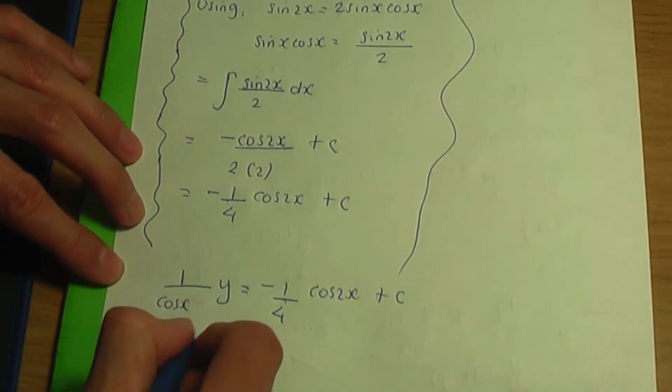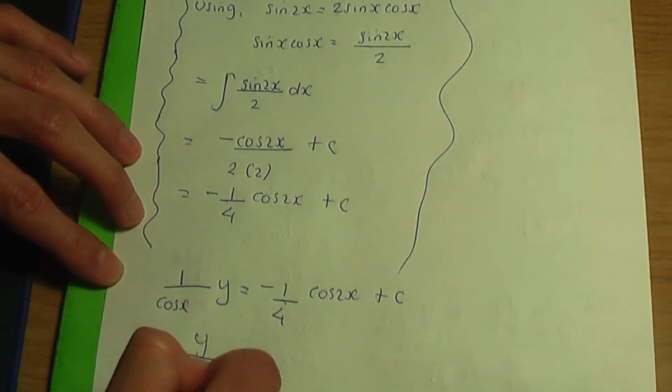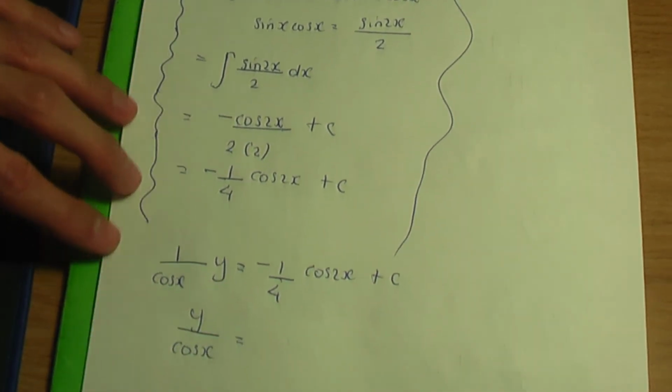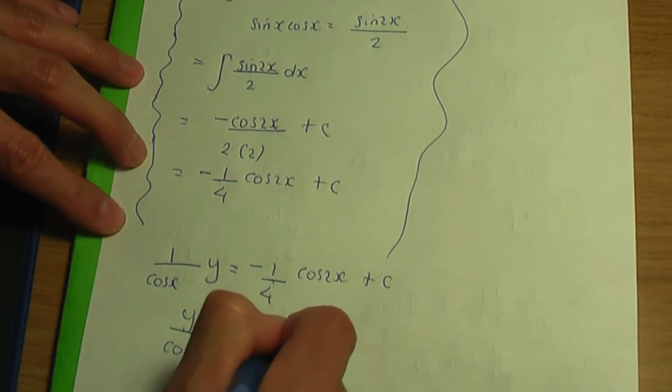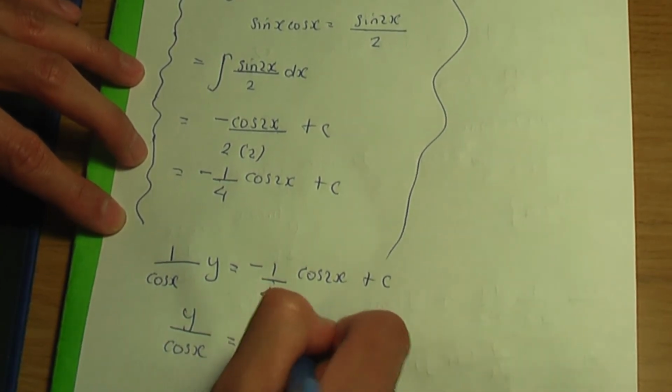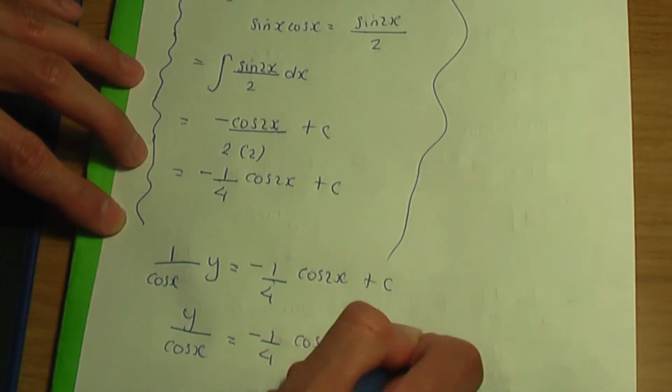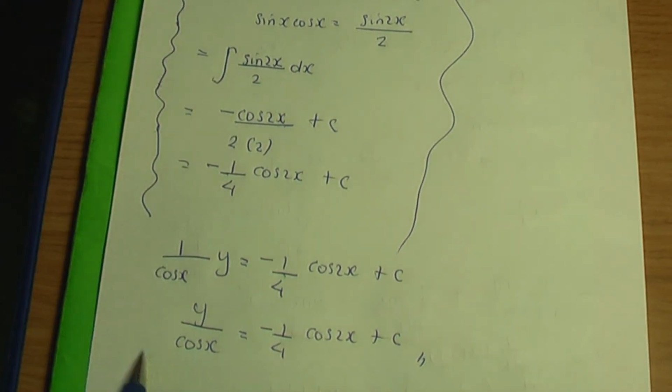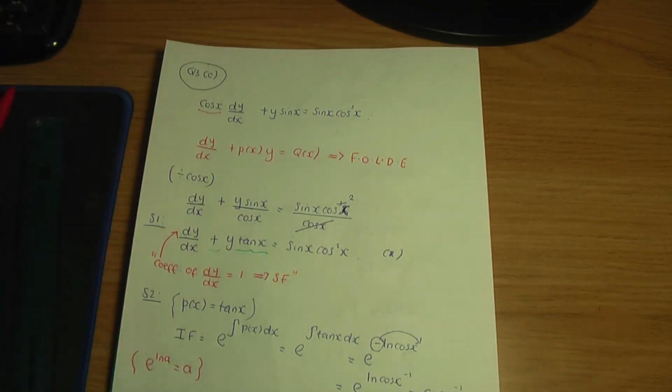So let's tidy this up. We have y over cos x on the left hand side. On the right hand side, it's minus a quarter cos 2x plus c. So let me leave my solution like this. This should be the solution to question 3 part C.